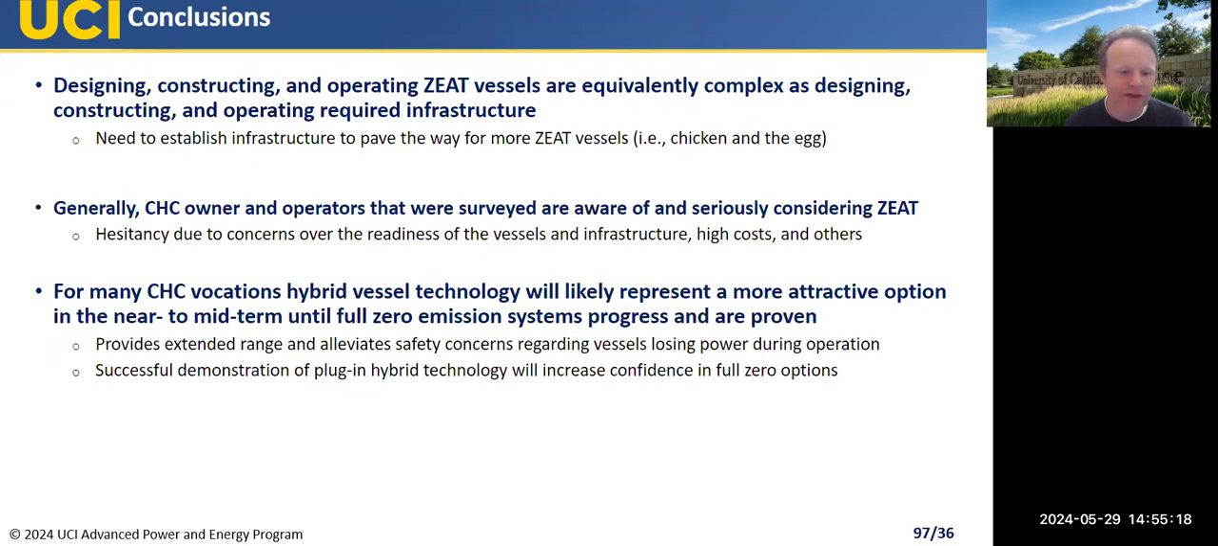One thing to note is that designing, constructing, and operating the infrastructure is essentially as complex or even more complex than building the vessel, and neither is easy. In several cases we looked at, the vessel was out there, ready and operating, and the infrastructure wasn't there to support it. So there's a chicken and egg challenge: you need a vessel to justify the infrastructure, and you need the infrastructure to justify a vessel.